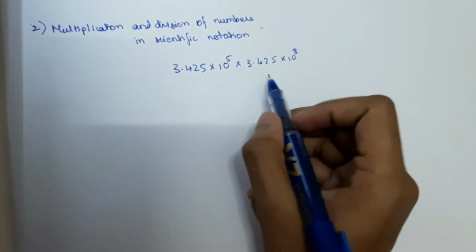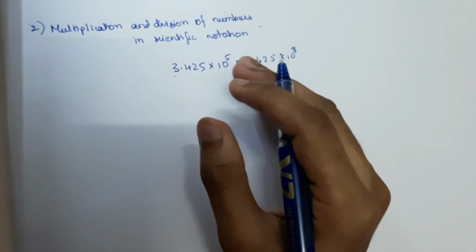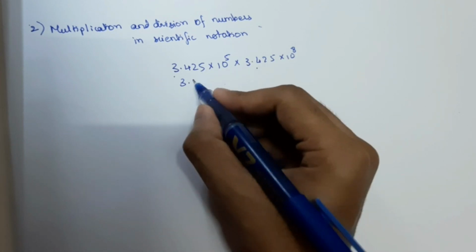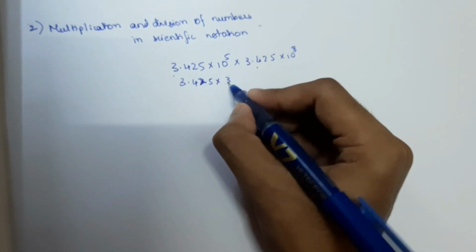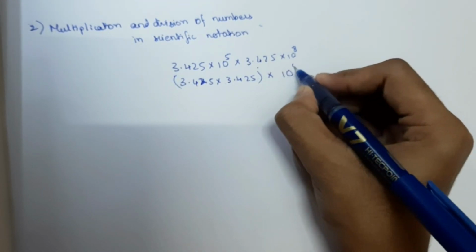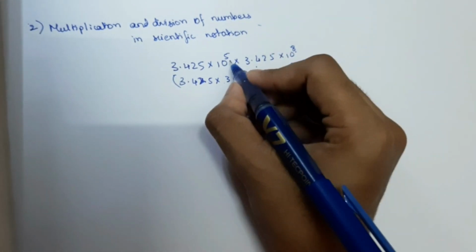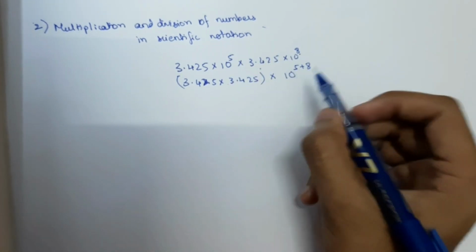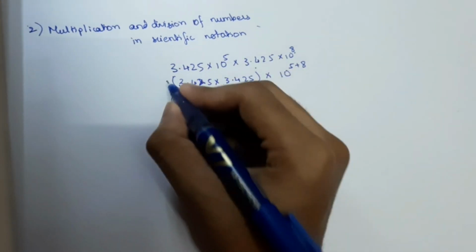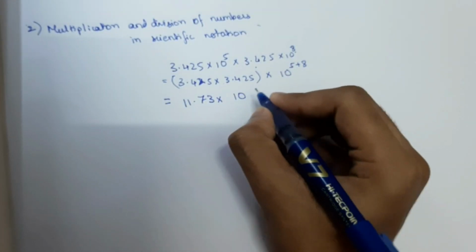Now we are going to multiply both the integers as though we were doing it normally. So it's 3.425 multiplied by 3.425, and then we multiply 10 raised to 5 plus 8. Notice the exponents, the powers of both the tens, which are 5 and 8, are getting added instead of multiplied. That's how powers of 10 are multiplied. So we should get an answer of 11.73 times 10 raised to 13.